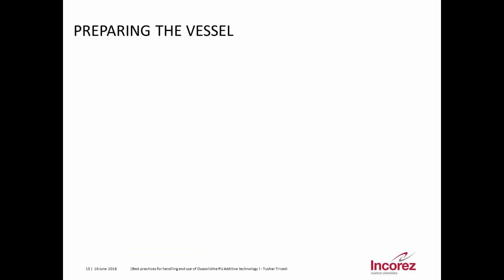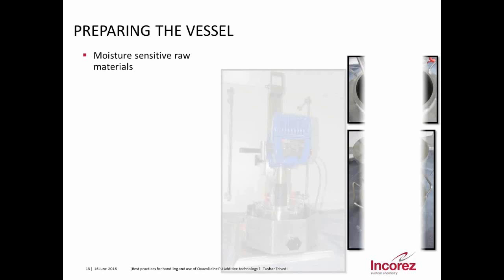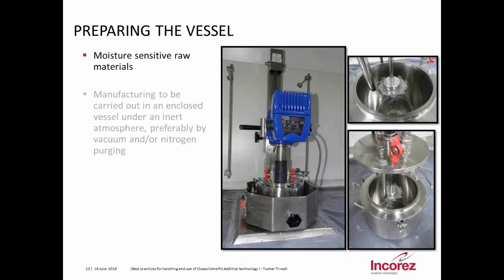So what's the first step? The first step is to understand that you have to prevent moisture ingress in all circumstances during the production. Because all the raw materials used are moisture sensitive, if you want a one-component stable product, then you have to manufacture the one-component system in an enclosed vessel and under inert atmosphere, preferably either vacuum or nitrogen.